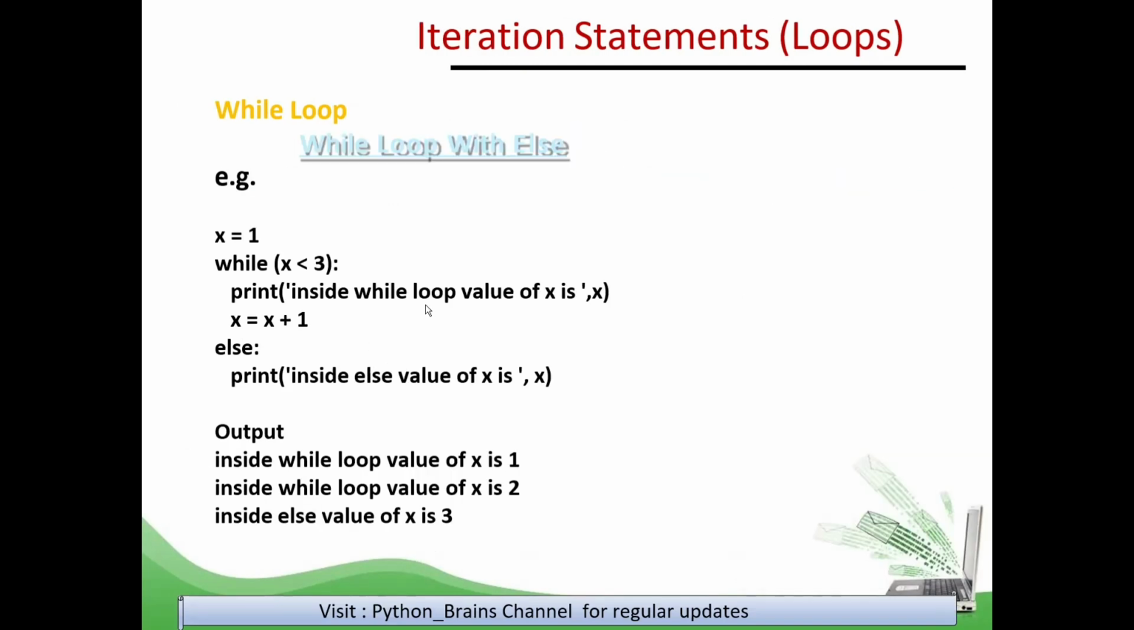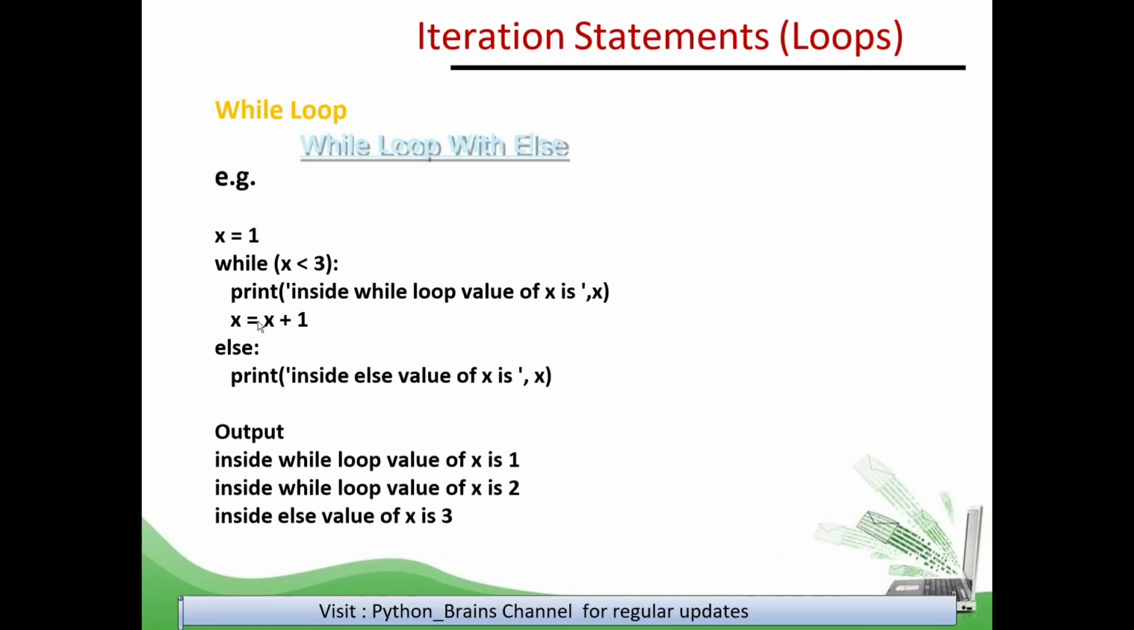Here we will start the while loop with else, if I want to give some else condition also. So in this, again, I start with the initial value x is equal to 1, while x is less than 3. Then I print yes, inside while loop 1, and now the x value is 2. Now 2 is less than 3, again it prints inside while loop, value of x is 2.